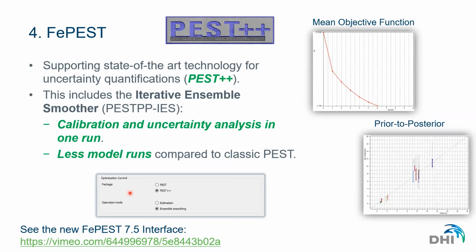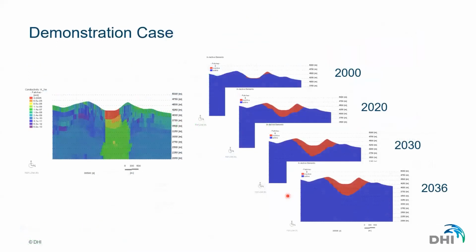As a user, you still have the flexibility to choose between PEST, classical PEST, and PEST++ from your FePEST graphical interface. Depending on the package that you choose, you will have multiple operation options available, like the ensemble smoother. Estimation uses the GLM method in PEST++, which is supposed to be equivalent to the classical PEST estimation runs before. We used this to test it with some real cases.